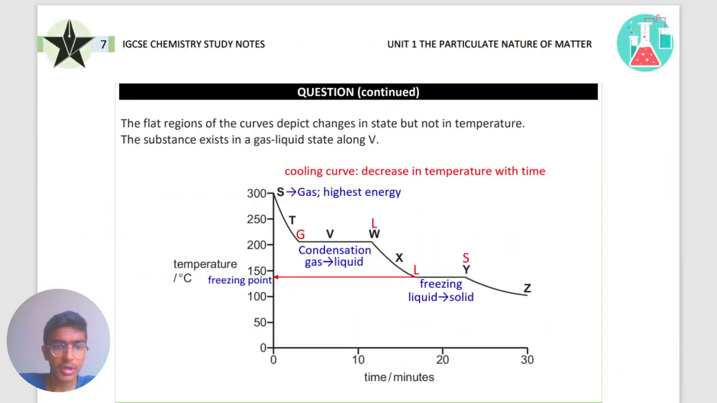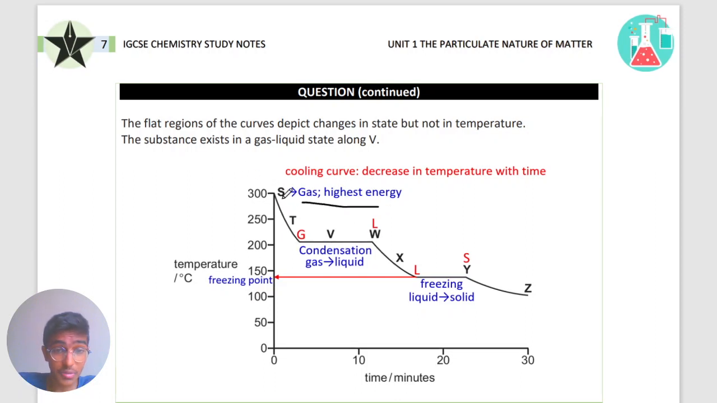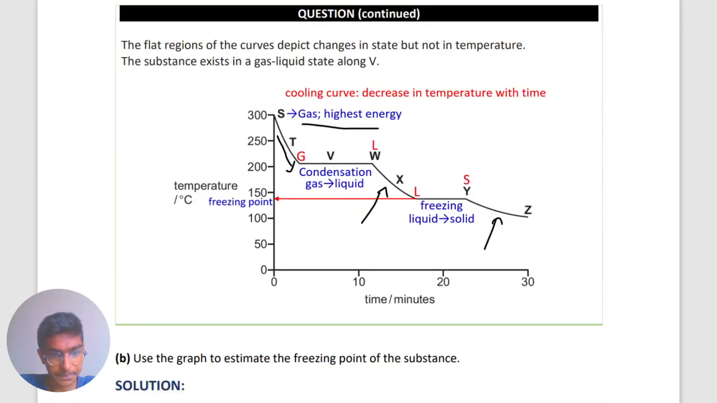Okay, let's move on and talk about another question. Oh, this is more of the explanation, sorry. As you can see, what I was talking about before, the gas at S will have the highest energy. When I increase the temperature, they will collide more and will go down, changing state to become a liquid. So here at this point, it's a liquid. At this point, it's a solid. Here at G to W, it is changing state, and from L to Y, it is changing state.